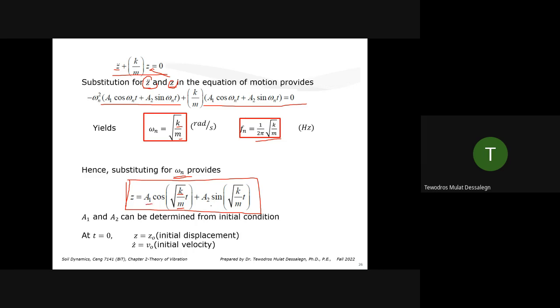Now, A1 and A2, we said we can determine from initial conditions, what we gave it initially. Did we give it velocity or did we give it initial displacement? Let's say at t equals 0, that's when the disturbance is starting, z equals z naught. Maybe we gave it initial displacement. We push it down or up, then we let it go. That's initial displacement. Or in some cases, we can give it initial velocity. Either both of them or one of them. So let's determine this too.